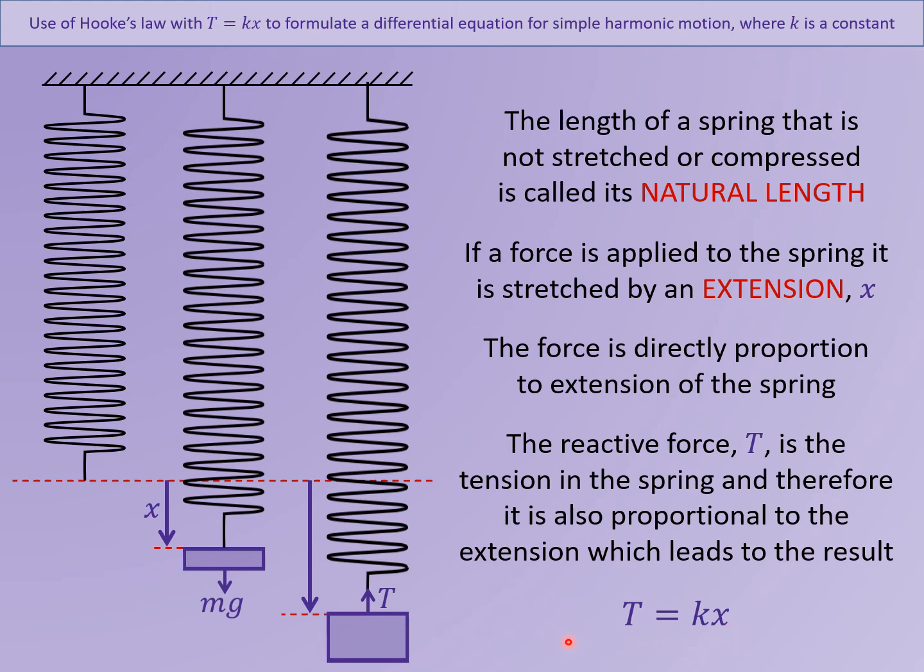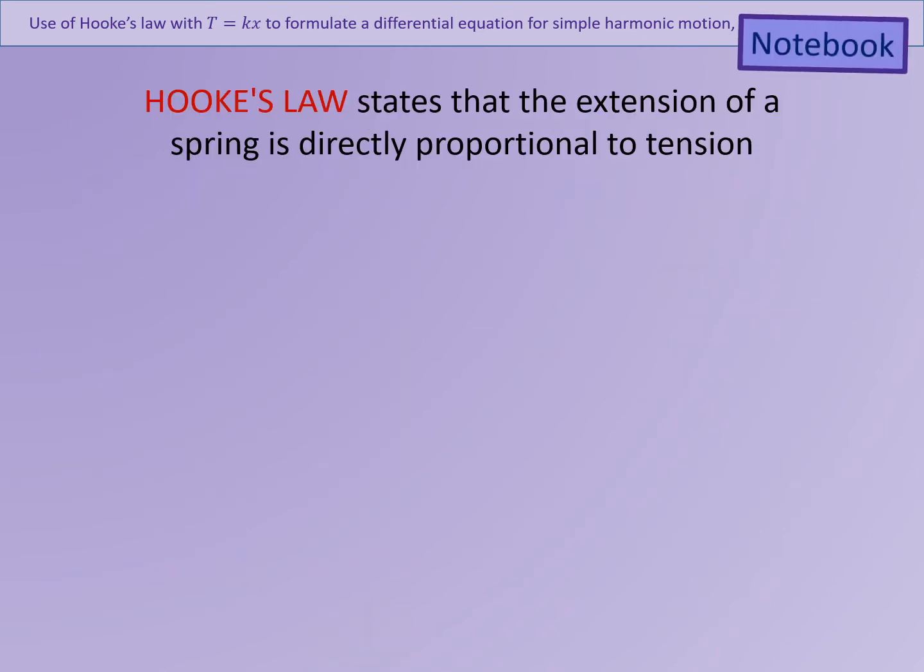And that leads to this result just here. T equals kx, where T is either tension or thrust, depends on whereabouts the weight is. But that bit is always true. Okay, so the equation we just figured out, the equation we just looked at, is what's called Hooke's law.